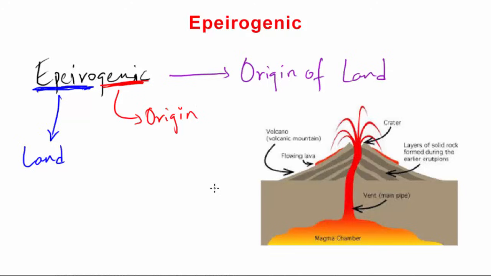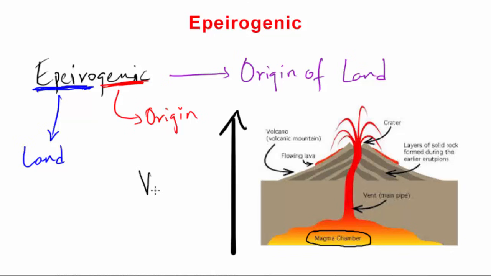Epeirogenic movements are vertical. So to make a piece of land, all the materials comes out from within the earth's mantle, that is the magma. When that solidifies, it becomes hard rock, and once rock begins to break down through weathering, it turns into sediments, and that becomes land for us. So the movement is vertical.